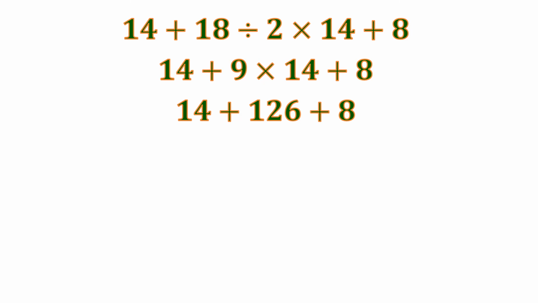And then we are left with plus and another plus. Either of the two pluses, you're going to have the same answer, or you can do all three simultaneously. Or you can just simply do it from left to right. 14 plus 126 is 140. Then 140 plus 8 is 148.